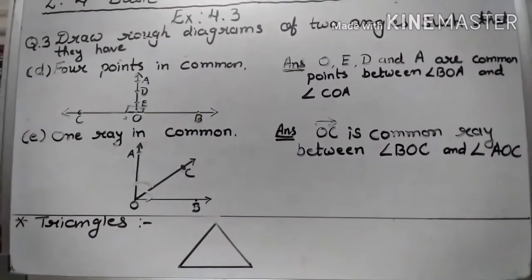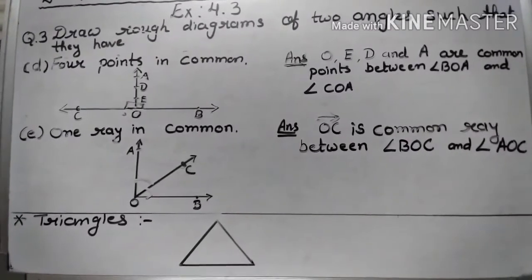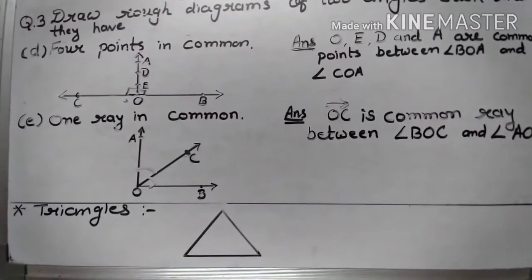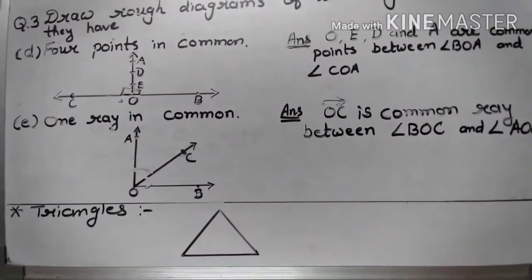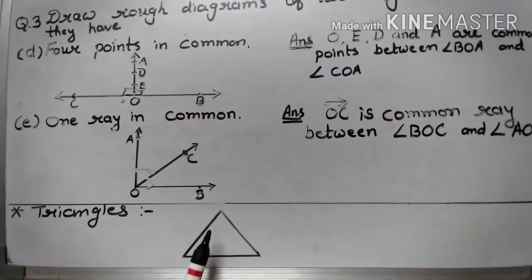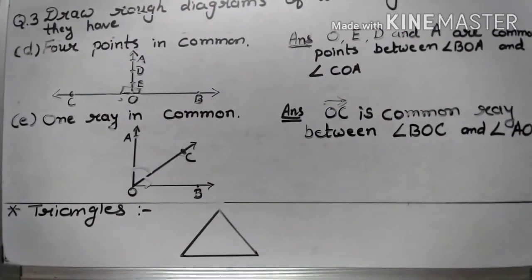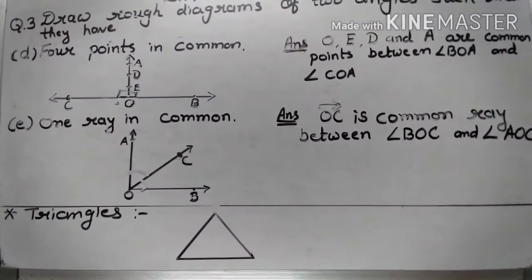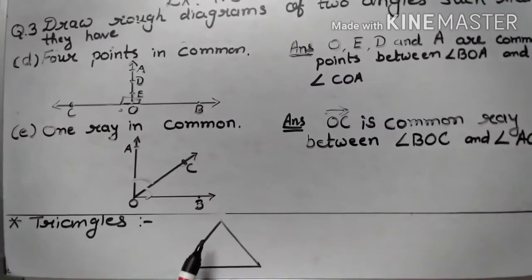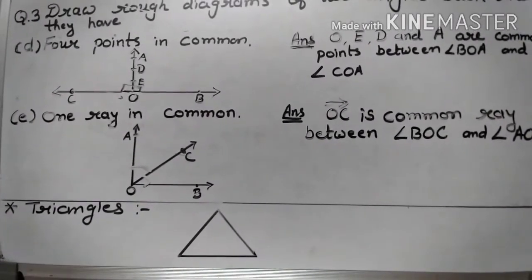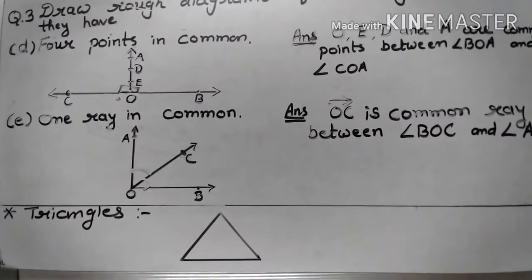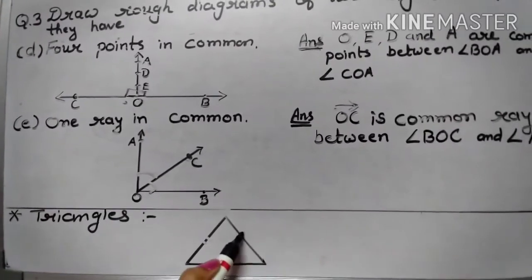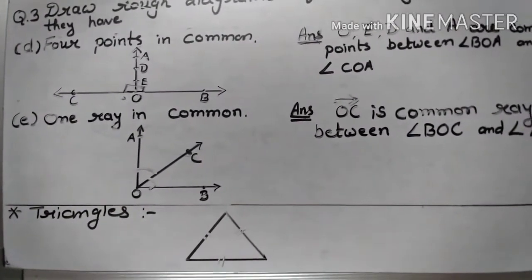So, we have completed exercise 4.3. Now, let me give a basic knowledge of triangles. Children, you are all aware of triangles. Whenever anybody speaks about a triangle, the same figure comes to your mind. A triangle is a polygon. See, it is a closed figure made up of line segments, so it is a polygon. A triangle is a polygon having 3 sides. This is one side, this is your second side and this is your third side.